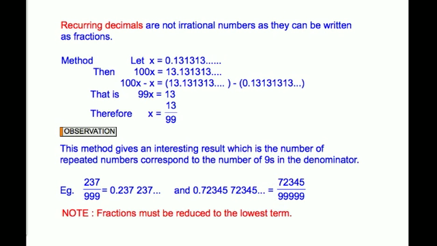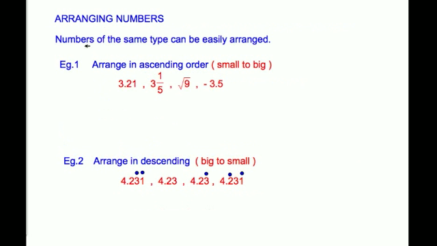Let us now take a look at how we arrange numbers. Numbers of the same type can be easily arranged. For example, if we want to arrange these numbers in ascending order, which means small to big, we need to write them all in the same type of numbers. That is, we are going to convert all of them to decimals. Once they are all in decimals, then we can rearrange them.